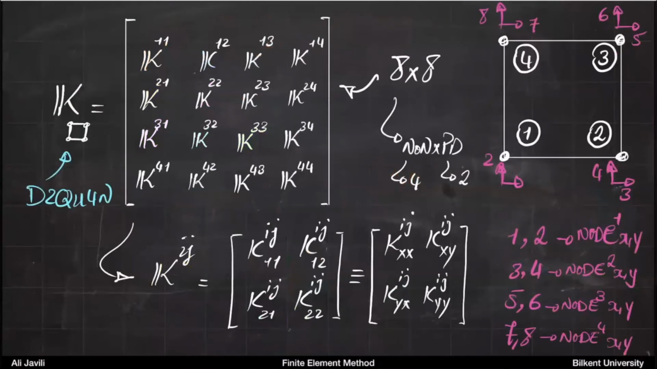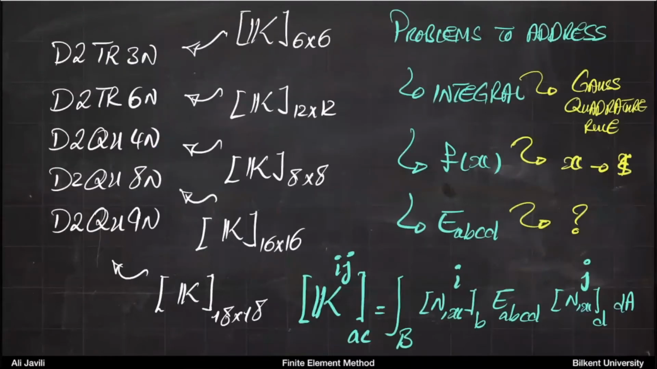You can play the same game for a bilinear quadrilateral element. In this case, you have 4 nodes. So your stiffness would be 4 by 4, and then each of those stiffness blocks would be a 2 by 2 again, which is giving you an 8 by 8 matrix. All right, so if you think of these stiffnesses, for each of those 5 elements, we know exactly their dimensions, and we know how to calculate each of those components.